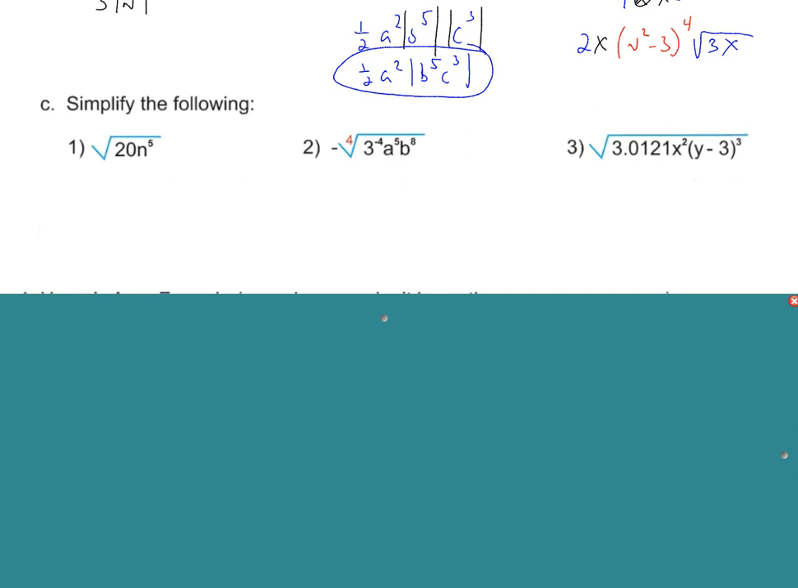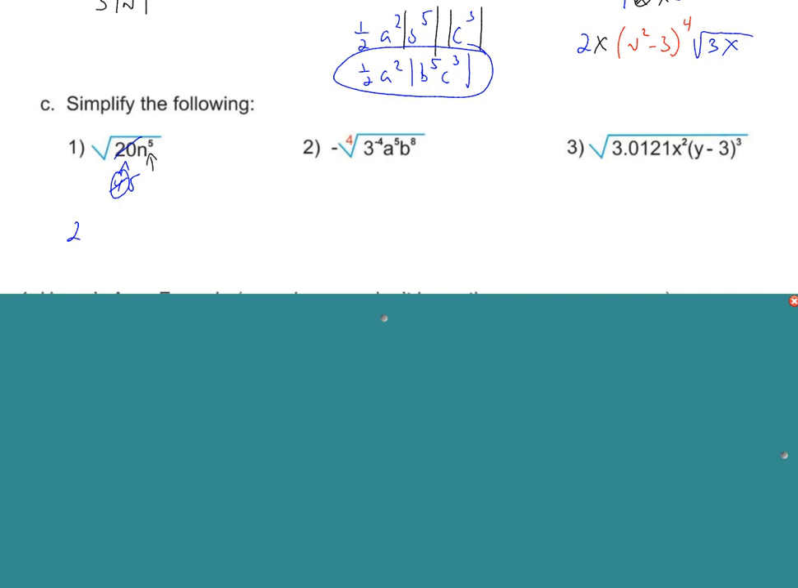All right, let's just simplify the following. And again, we're taking the principal root. So when they say simplify, they mean take the principal root. So we're looking at situations. All right, number one is an even power, but the variable has an odd, so we don't have to worry about it. Okay, square root of 20. Square root of 20 is 4 times 5. And we all know the square root of 4 is 2. Okay, that's done.